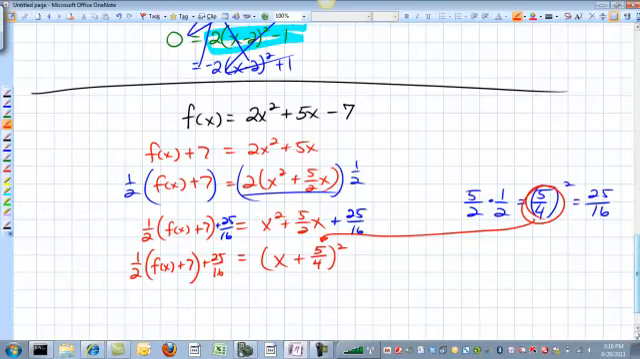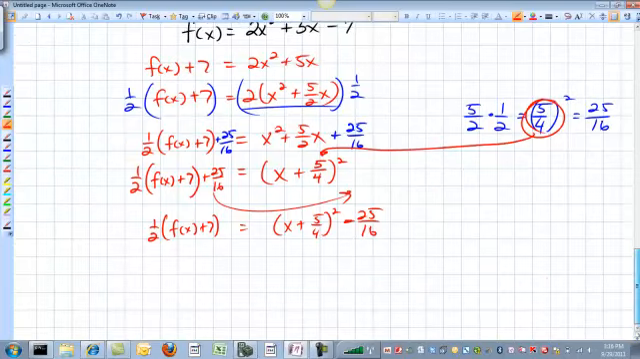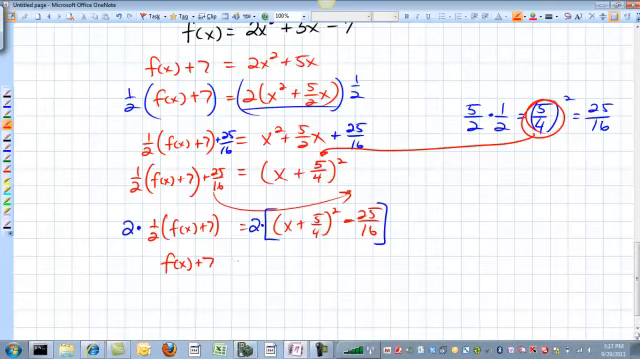I know it looks messy on the left side, but we're going to reverse all this. I'm going to move the 25/16 over. So now I have 1/2 f of x plus 7 equals x plus 5/4 quantity squared, and I subtract 25/16, being very careful as I go. Now I have to undo the multiplication by 1/2, so I multiply both sides by 2. I make sure I multiply everything by the 2; I can't just pick and choose. So the left side has become f of x plus 7, and I've got 2 times that stuff.